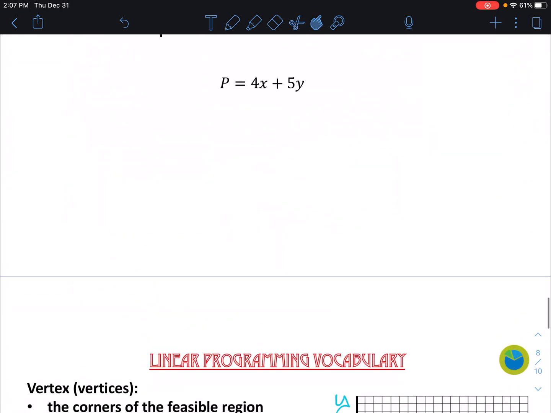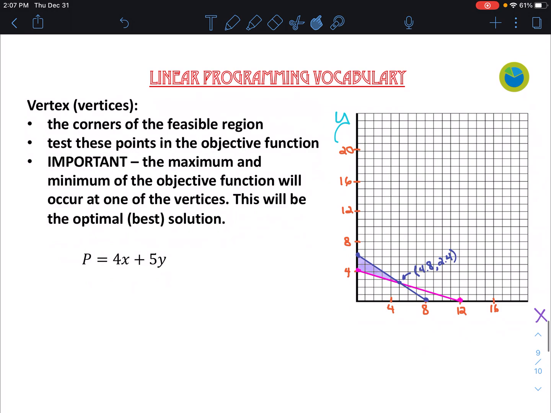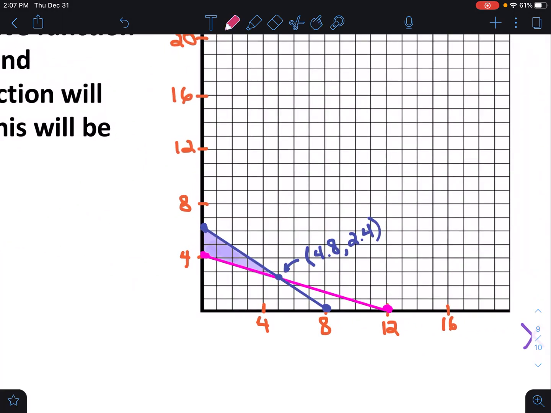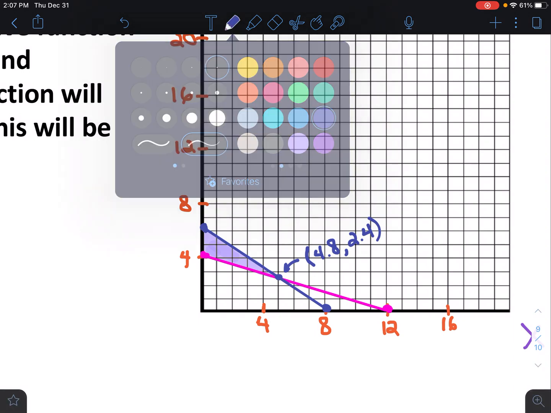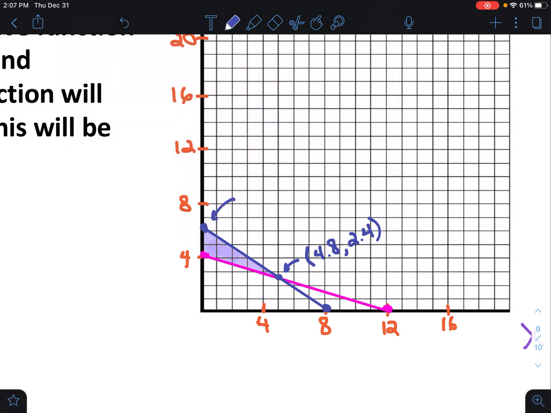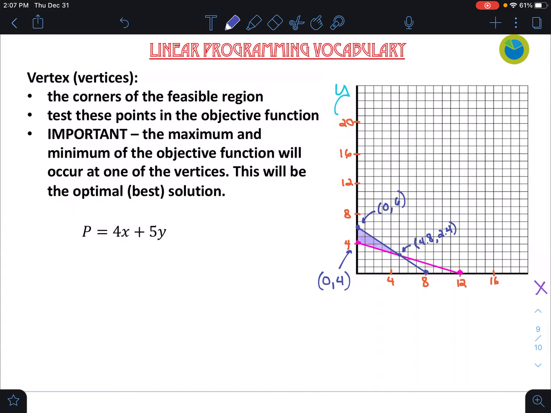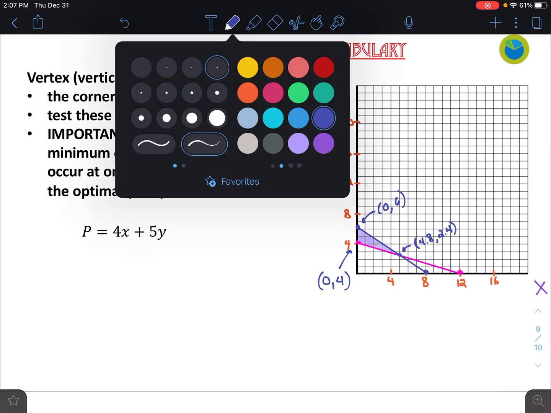Sometimes the graph will be pretty easy to tell and you won't have to do this, but this one, not so much. And then these other points are easier. This point right here is the point 0, 6, and this is 0, 4. Okay, so here are my 3 test points, or 3 vertices. Now I'm going to test those and find out which one would be the best.